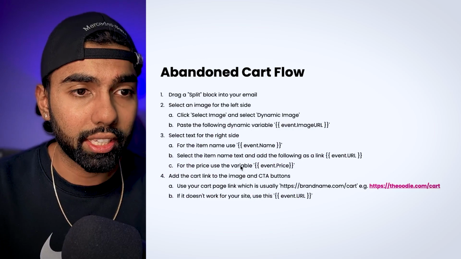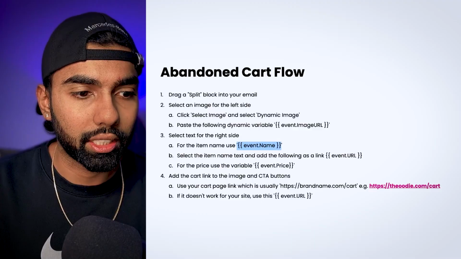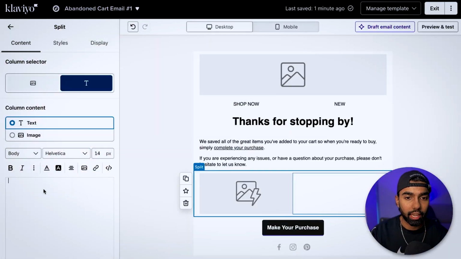Okay, so now for the text, what we want to do is add the item name, and we're going to copy this text to add the item name. So I'm going to go back to Klaviyo, paste this in, and this is going to add the product name. So I'm going to click paste text only.